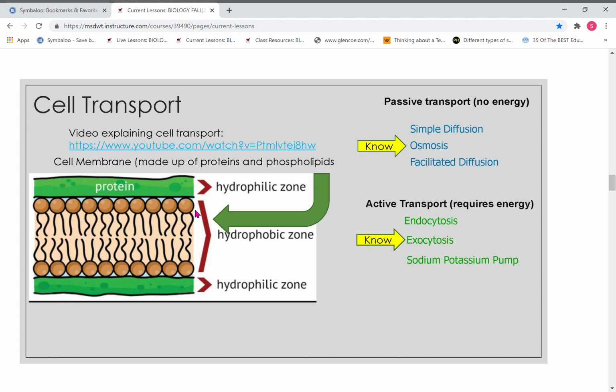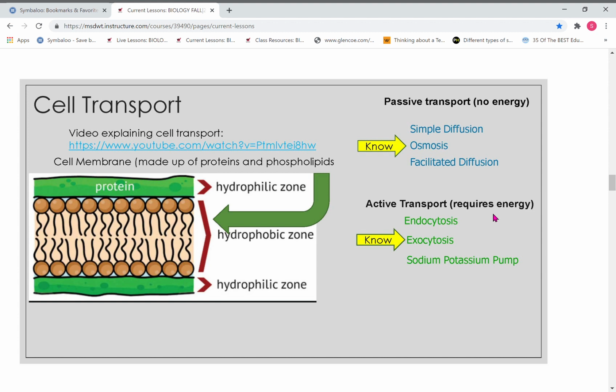But you need to know that this is the phospholipid part. That's why I have that nice big green arrow there. We need to talk about passive and active transport. Remember that passive transport does not require energy because it's going from high concentration to low concentration. Remember, we're talking about inside and outside the cell. So we have high concentration to low concentration. It's like going down a water slide.